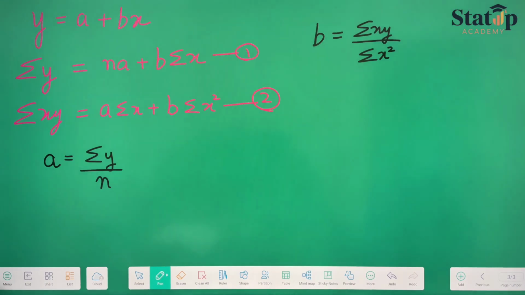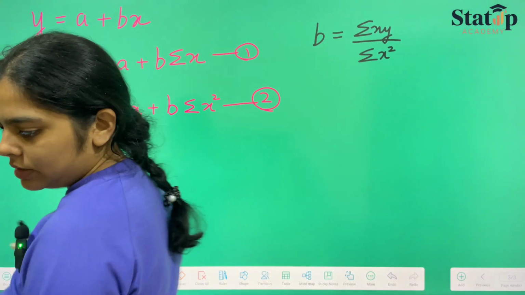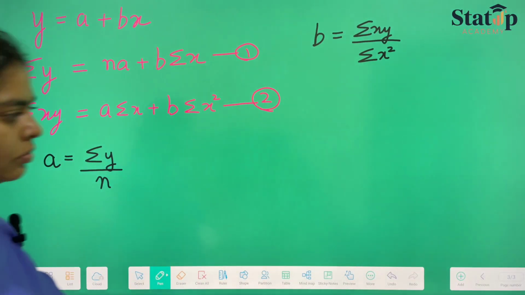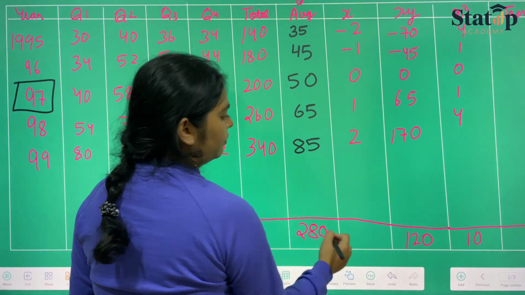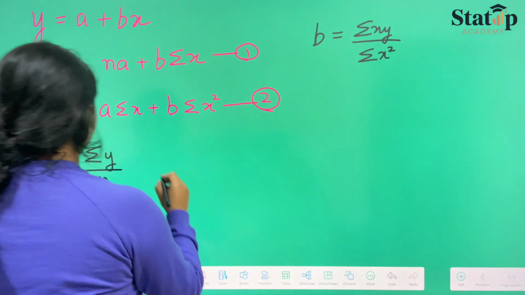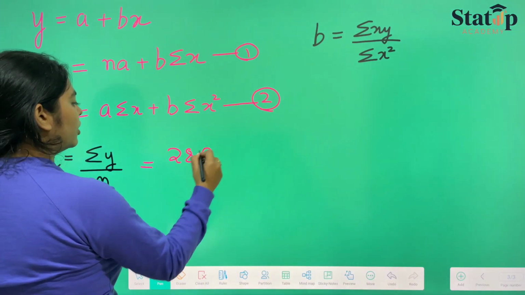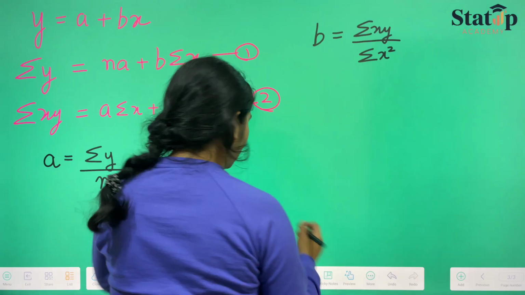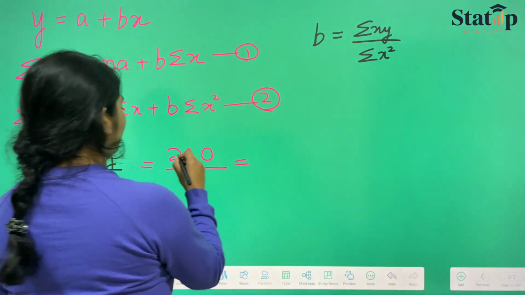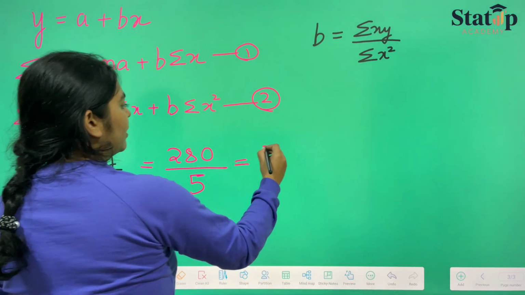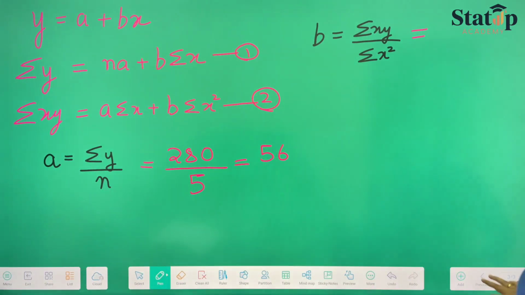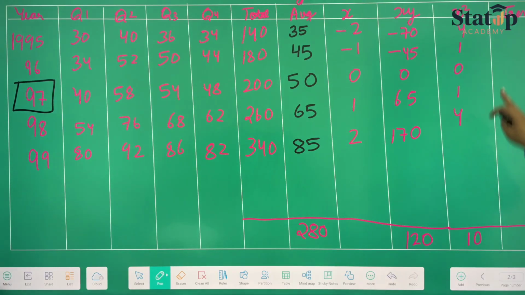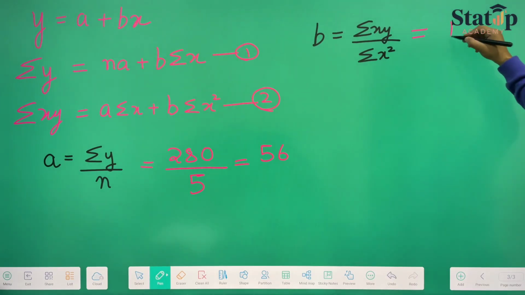Okay. So keeping the values here, summation of y is 280 if we calculate this. So a will be equal to 280 upon the total number of time periods, which has been given as 5. So the value of a would be 56, since 5 fives are 25 and 5 sixes are 30. And if we take summation of xy, it came out to be 120, and summation of x square is 10. So b is 120 upon 10, so it will be 12.